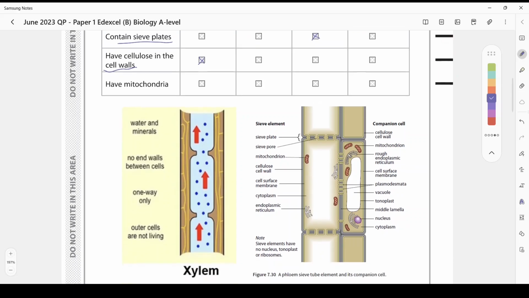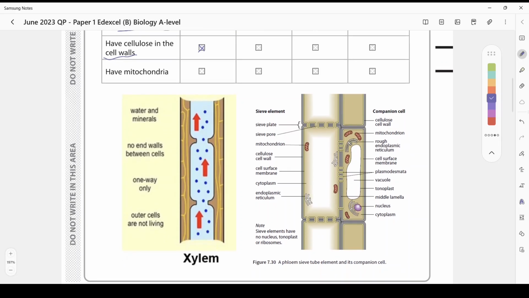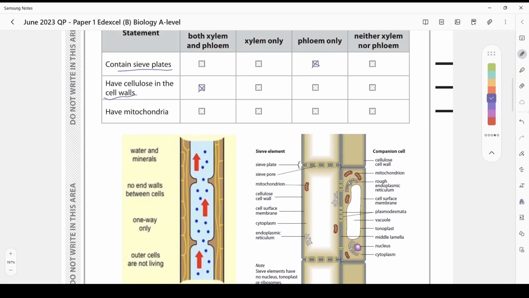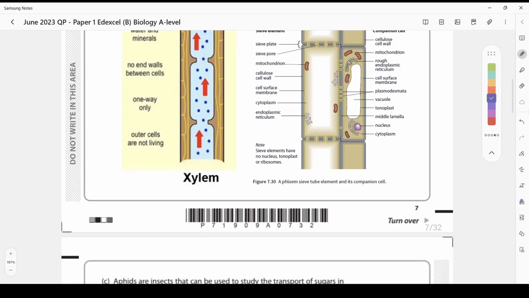The xylem is pretty much hollowed out cells, hollowed dead cells. And then your mitochondria would be present both in the sieve tube element and the companion cell. So that would be phloem only.